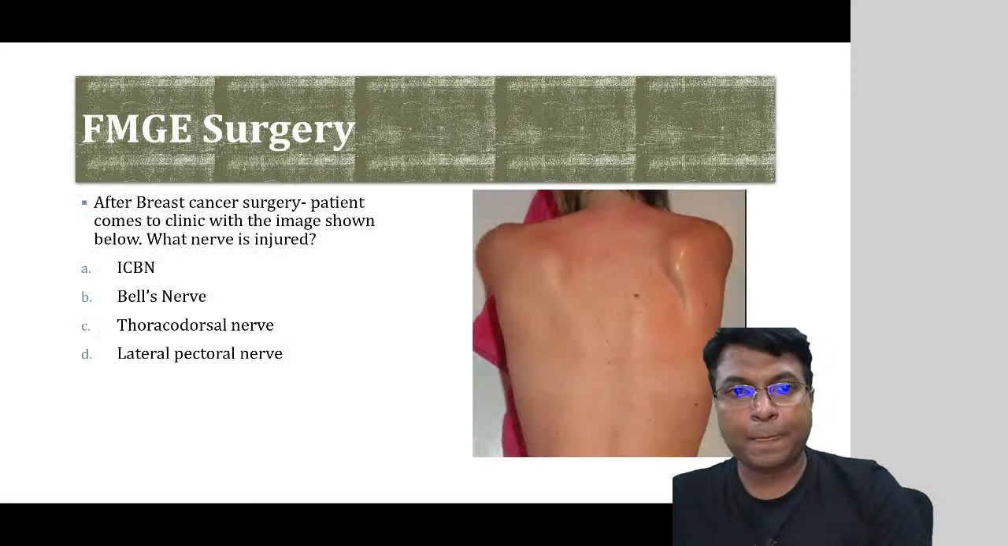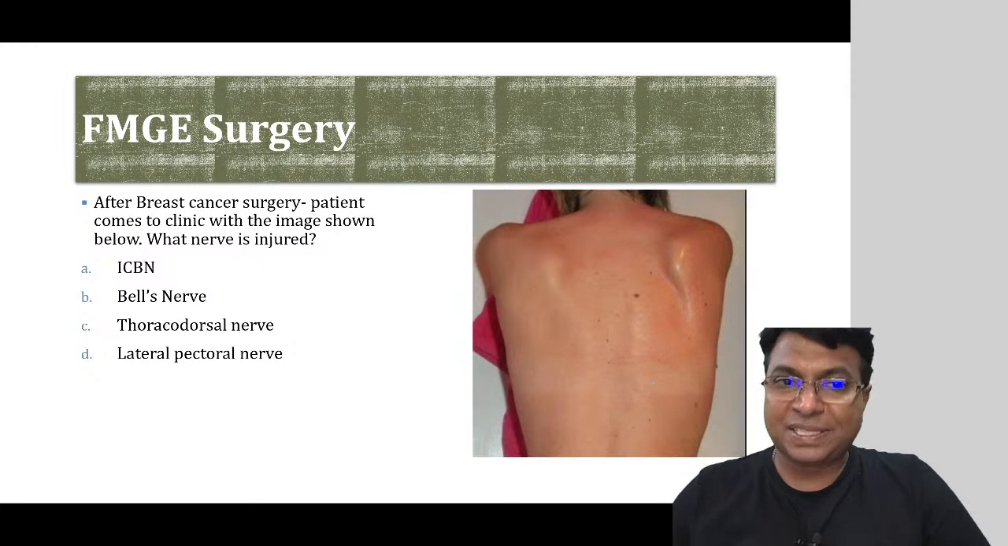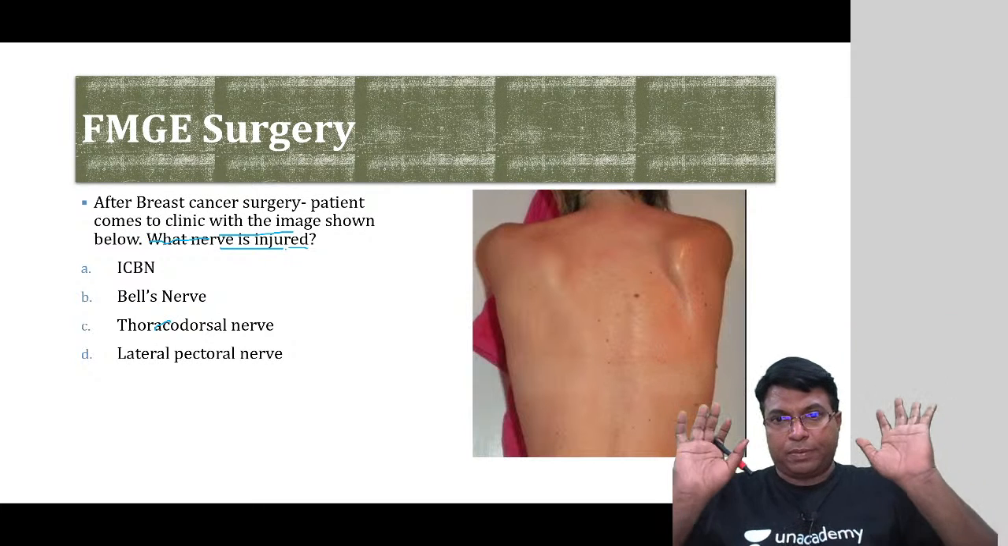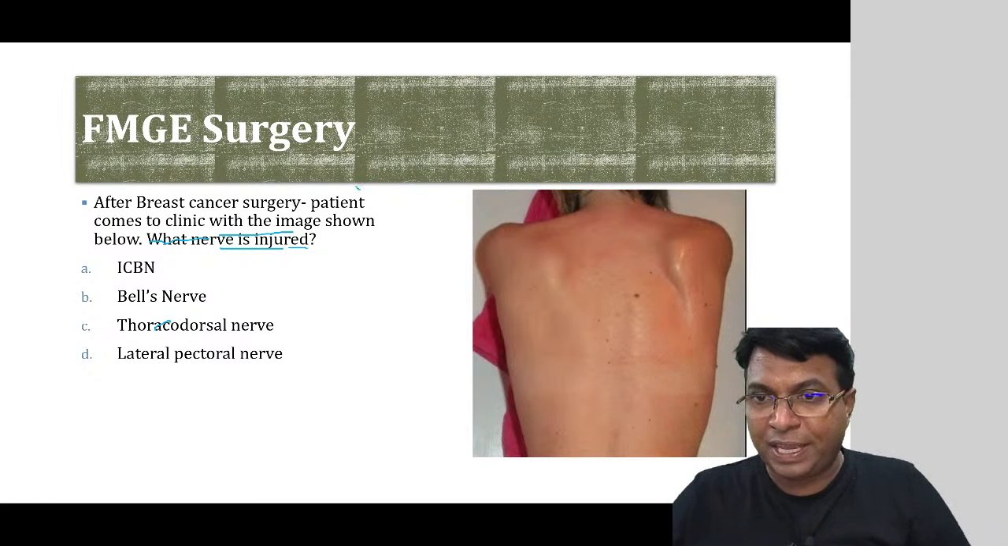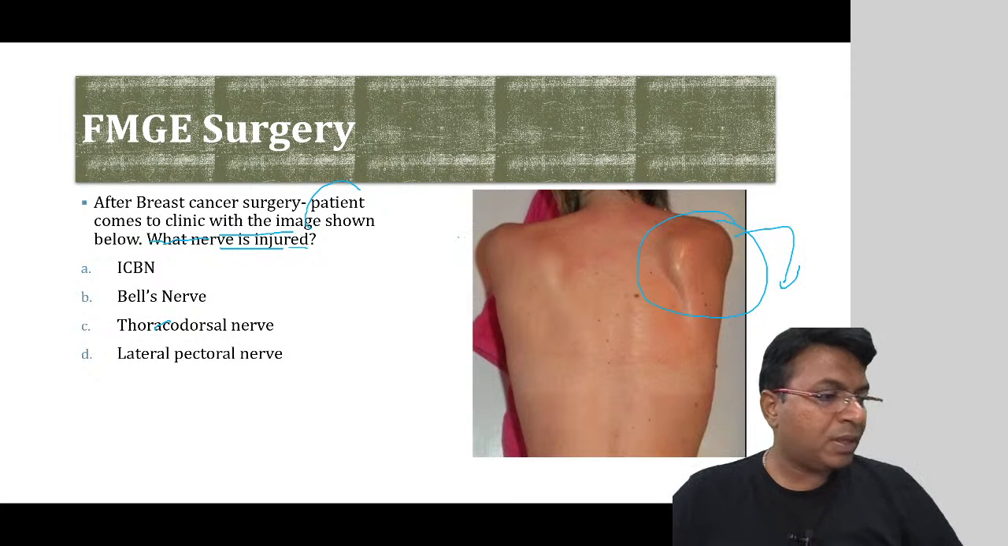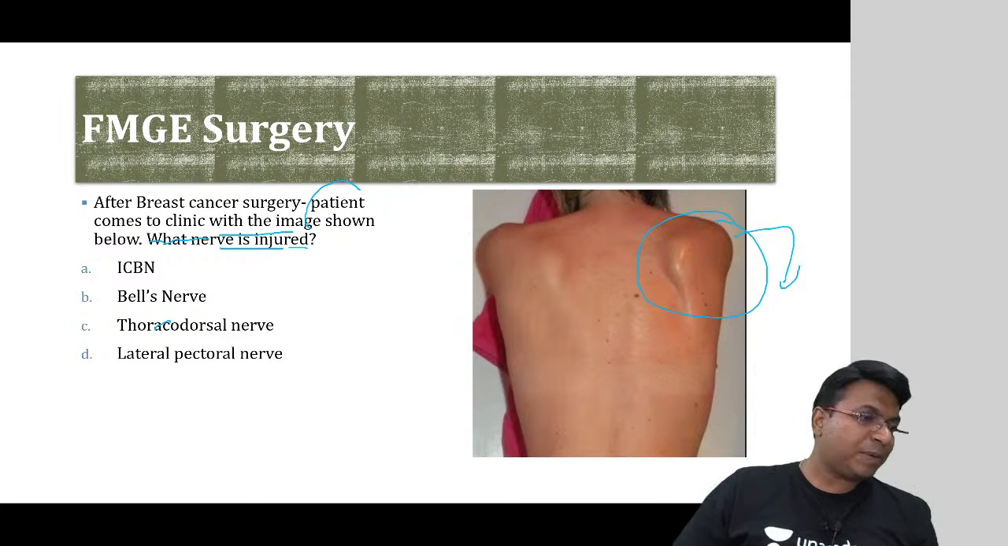Okay. So patient underwent breast cancer surgery. Patient comes to your clinic with the image shown below. On asking the patient to push the wall, you can see a winging scapula. Winging scapula.